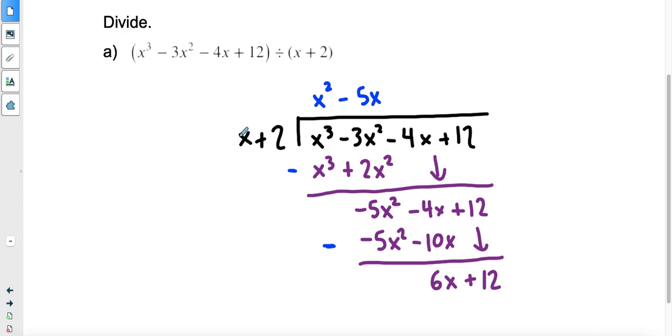And now, the same thing. Okay, x, what do I have to multiply that by to get 6x? Well, I just have to multiply that by 6. And now I'm going to take the 6 and multiply that by x plus 2. And when I do that, I get 6x plus 12.